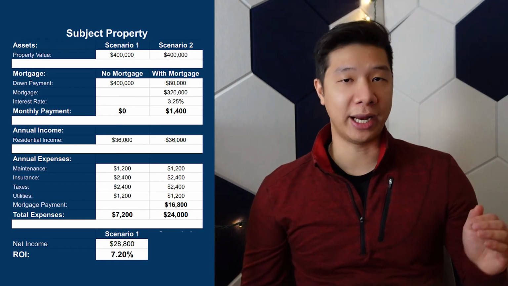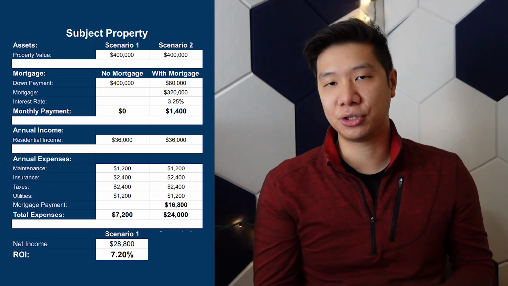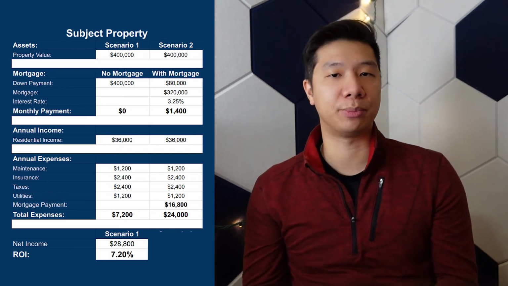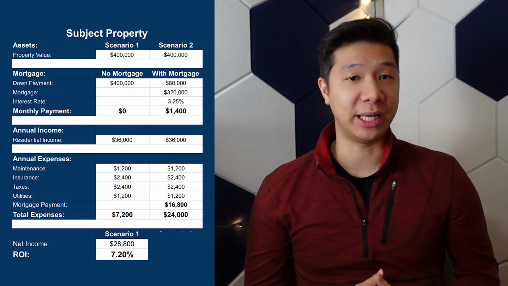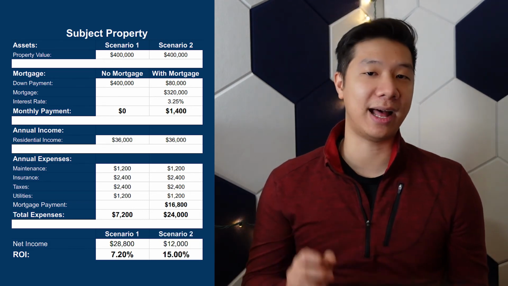So now we take our current income of $28,800, which is the number we get after deducting our initial expenses, and then deduct the cost of the mortgage per year. We end up with an annual income of $12,000, which is a 15% return on your investment of $80,000.